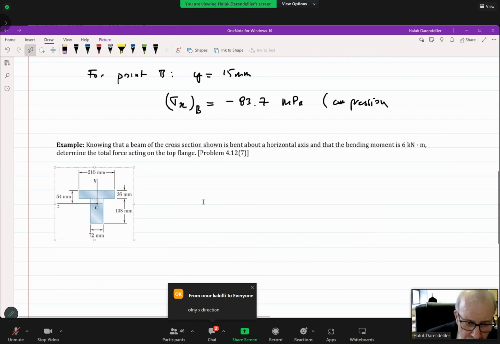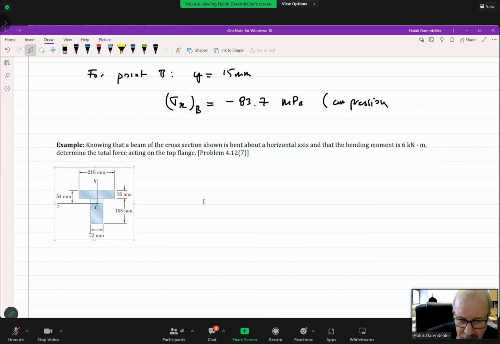Zero. There is no total force on the cross section. However, if you take a portion of this, obviously you would end up with a non-zero force. Don't forget this. Okay. Again, let's follow the procedure.